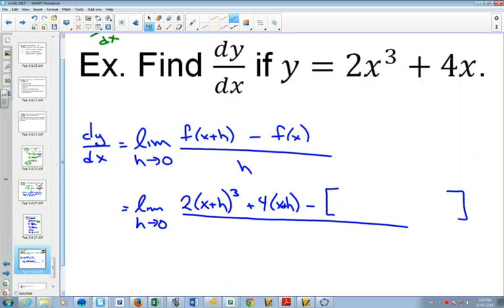When you have more than one term in something, you'll want to subtract, because you're subtracting f of x, that means you're subtracting all of it. So I'll put a set of brackets around the whole thing, because one of the first mistakes you may have made is you subtracted the 2x but forgot to subtract the 4x. Of course, this is all over h.